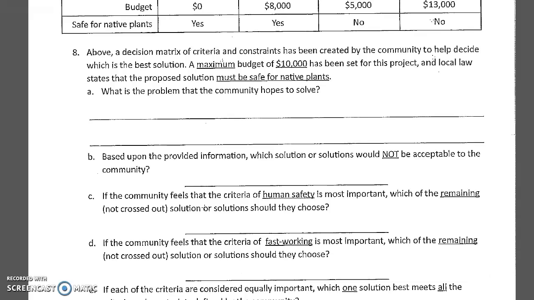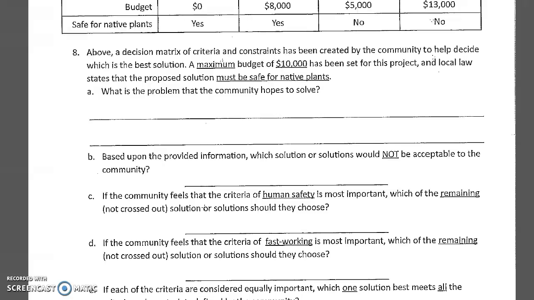Above, a decision matrix of criteria and constraints has been created by the community to help decide which is the best solution. A maximum budget of $10,000 has been set for this project. That means they cannot spend more than $10,000. And local law states that the proposed solution must be safe for native plants. A, what is the problem that the community hopes to solve? B, based on the provided information, which solution or solutions would not be acceptable to the community?